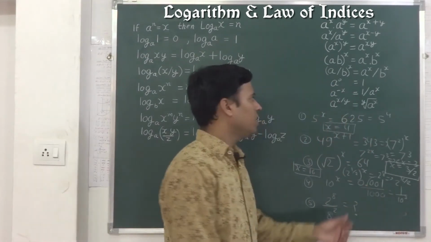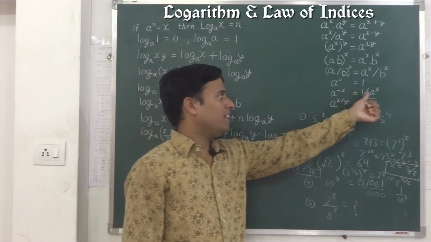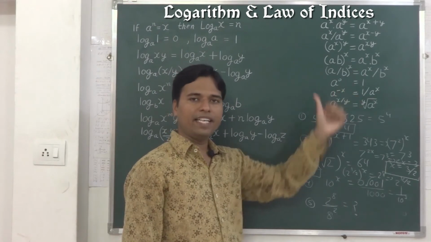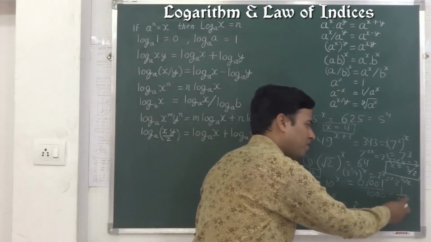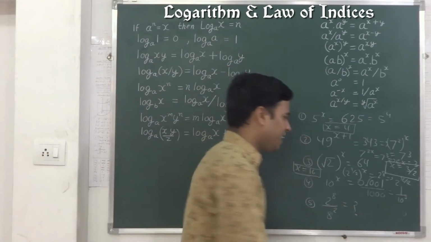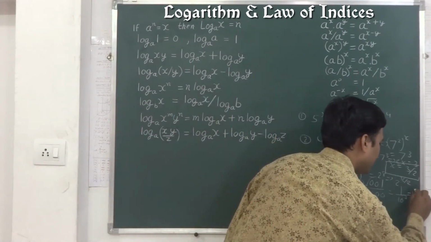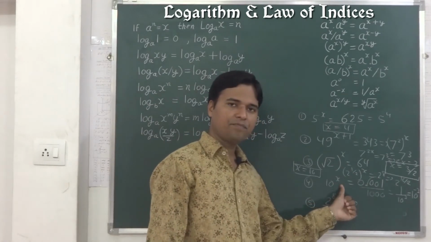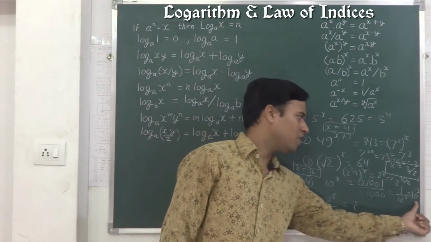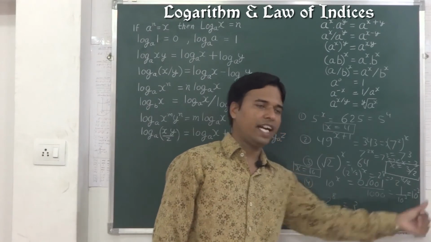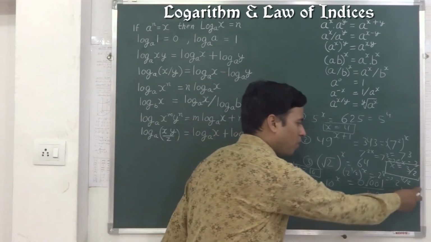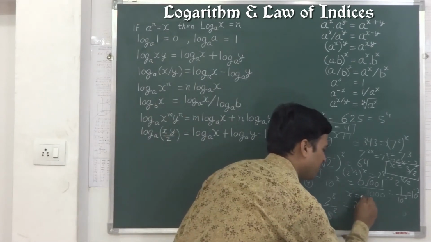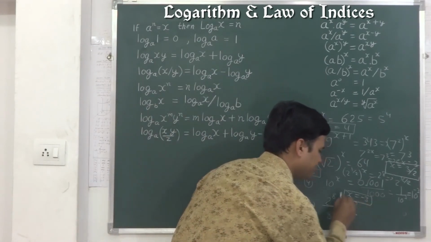Now 1 upon a power x can be written as a power minus x. So 1 upon 10 cube can be written as 10 power minus 3. Now 10 power x on the left side is equal to 10 power minus 3 on the right side. So both the indices will be equal, so x is equal to minus 3.